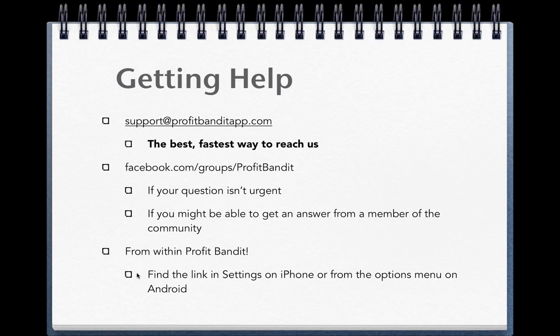From within settings on iPhone or from the options menu on Android, there's a link to the help documentation. If you see any mistakes there, or if you see something that's missing, again, email me, and I'd love to improve that help documentation so you guys can get answers right away, right from within Profit Bandit.